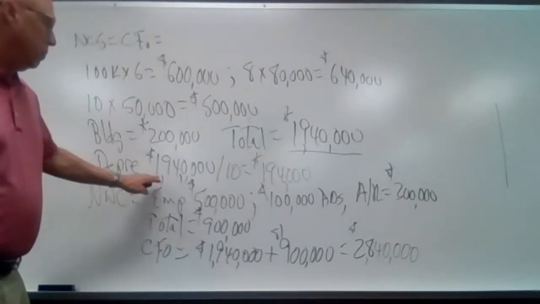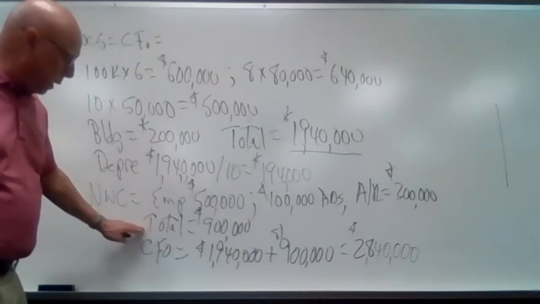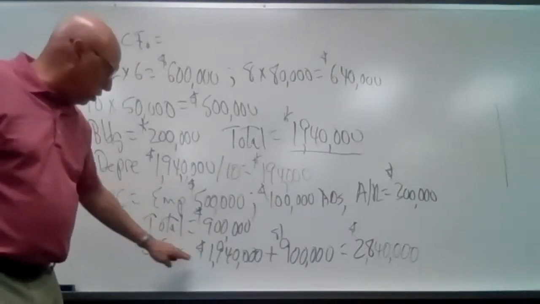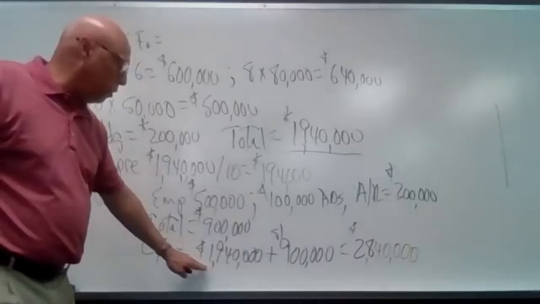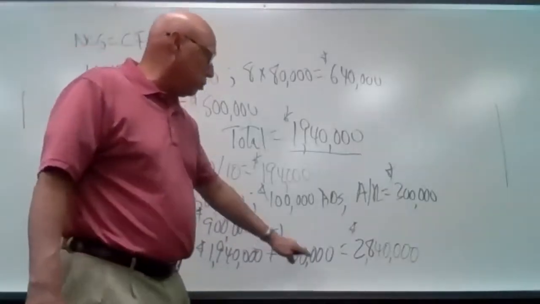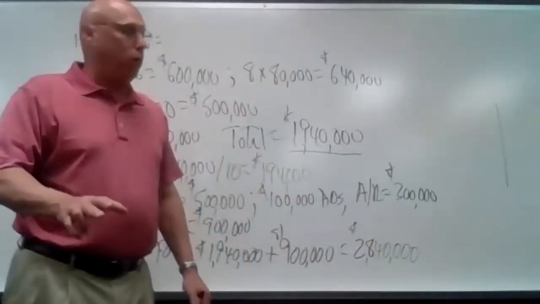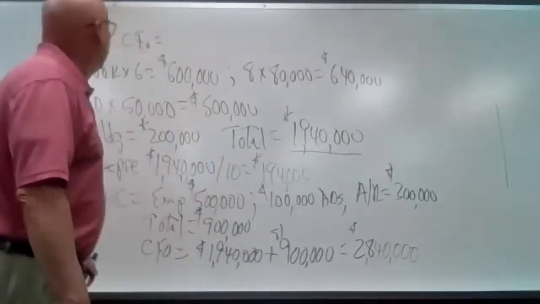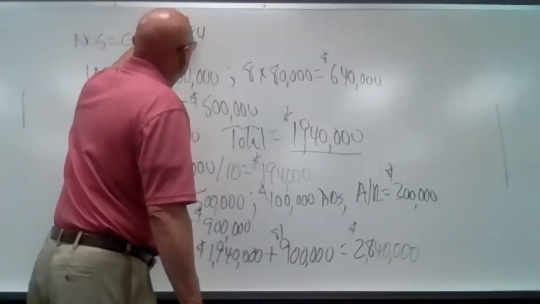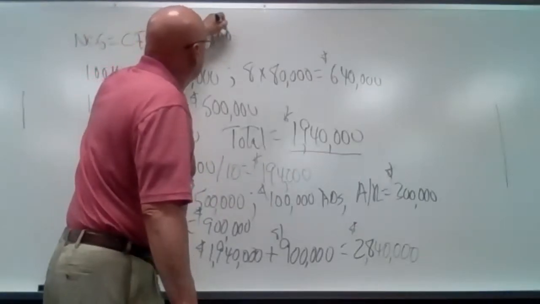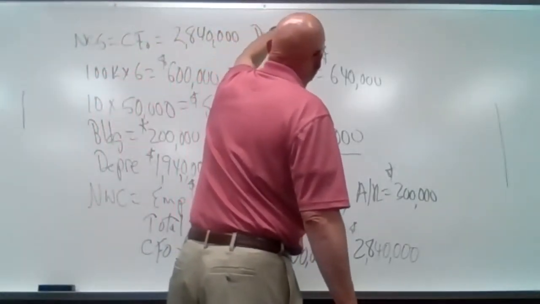And then we add up our short-term expenses. And so we have our CF0, which is on our cash flow table, which is $1,940,000 plus $900,000. $2,840,000 is the cash outflow. Okay, so let's go ahead and put that up here, $2,840,000. And also let's put depreciation is $194,000.